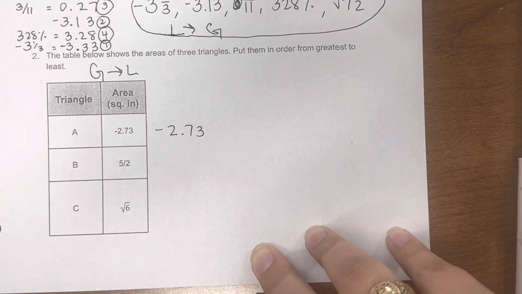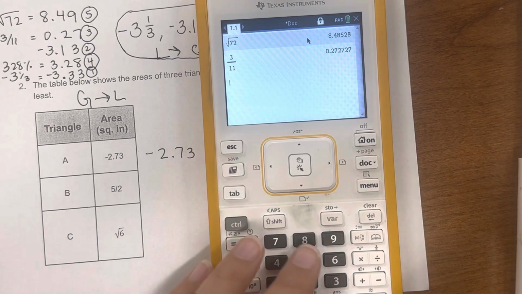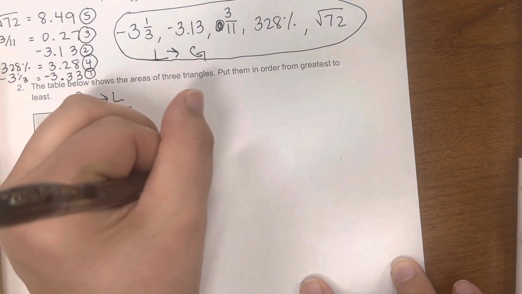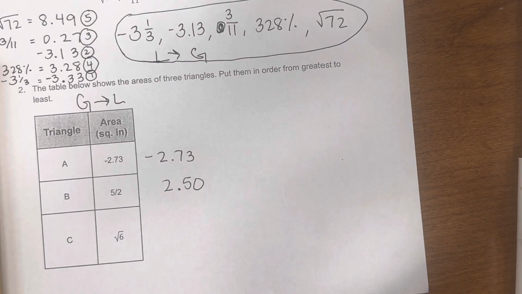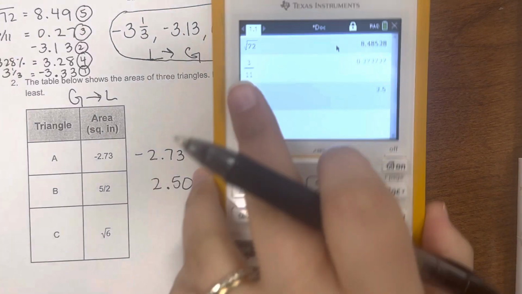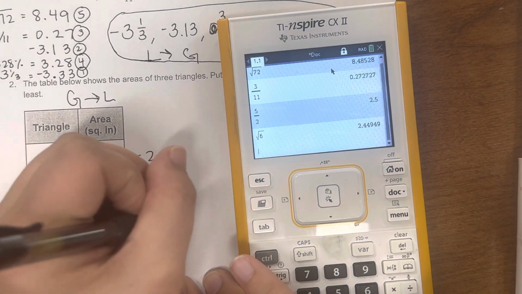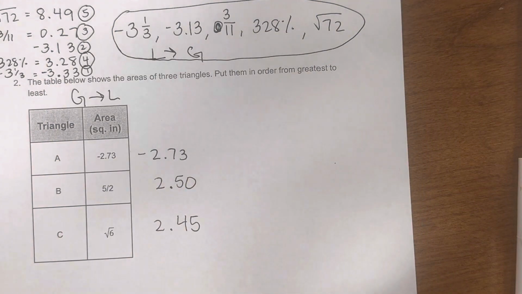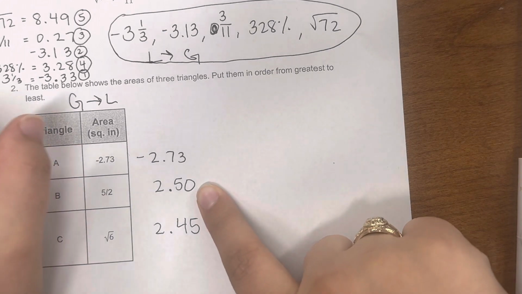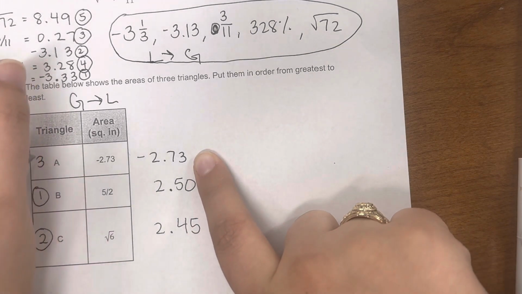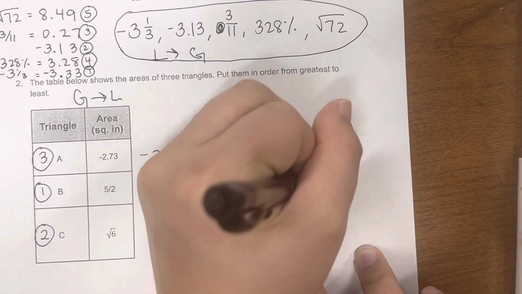Then I have 5/2, which is a fraction, so I'm going to go on my calculator. I'm going to type in 5/2, convert that to a decimal, and I get 2.5. I want to make it look like money, so I'm going to put a 0 at the end. It does not change the value of that number. Then the last one, I have the square root of 6, which when I round is equal to 2.45. So now that they are all in decimal form, I can think about money, and I can put them in order from greatest amount to least amount. So the greatest amount of money is $2.50, so that's first, then $2.45, and then lastly -$2.73. So my order would be B, C, A.